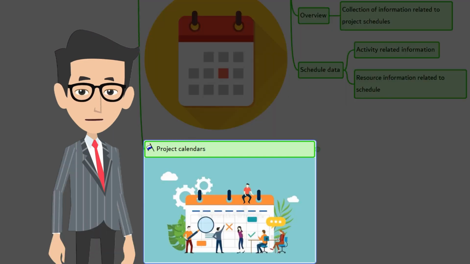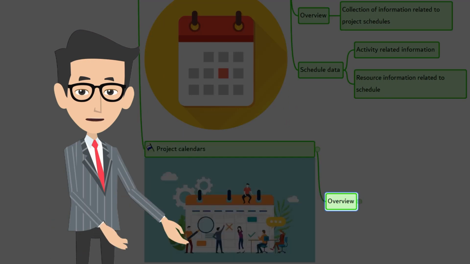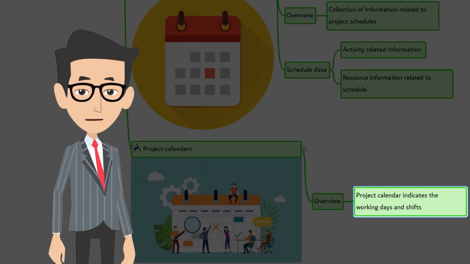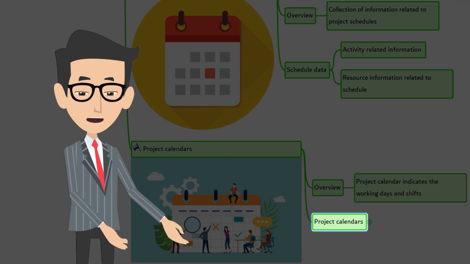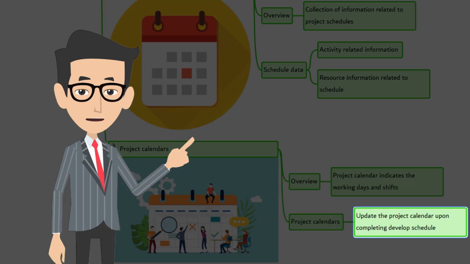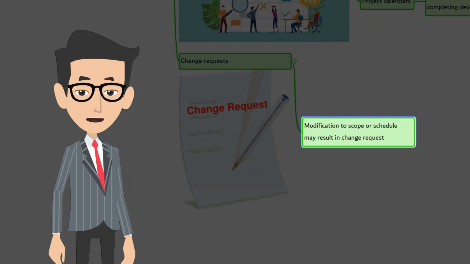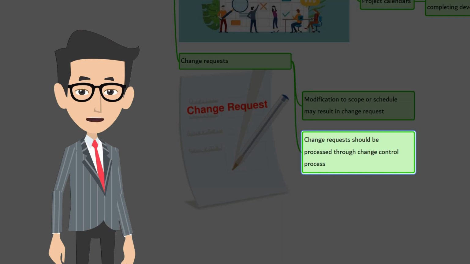The fourth output is project calendars. Let's look at the overview. Project calendars indicate the working days and shifts. Here in develop schedule, the project calendar is to be updated upon completing the schedule. The fifth output is change requests. Here, modification to the project scope or project schedule may result in change requests to the scope baseline and/or other components of the project management plan. Change requests are processed through the change control process.